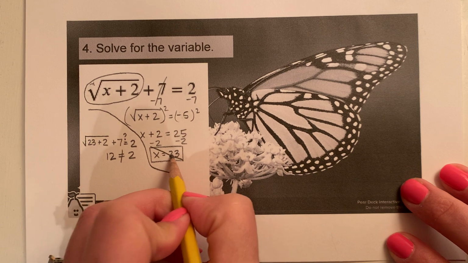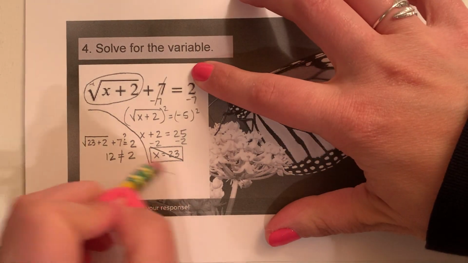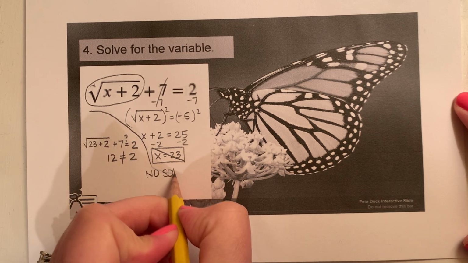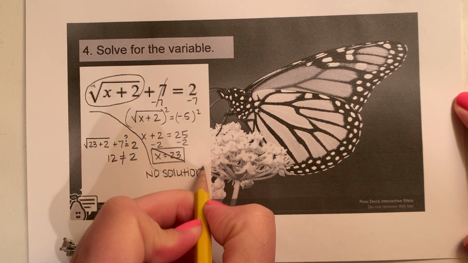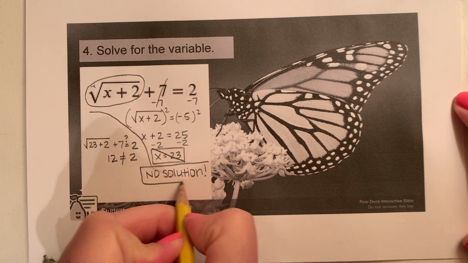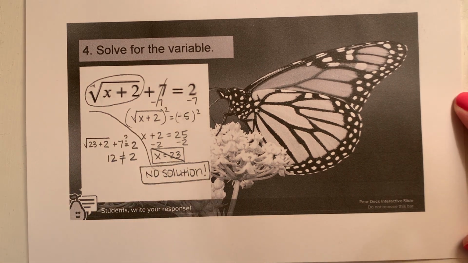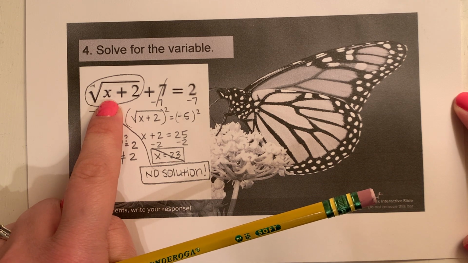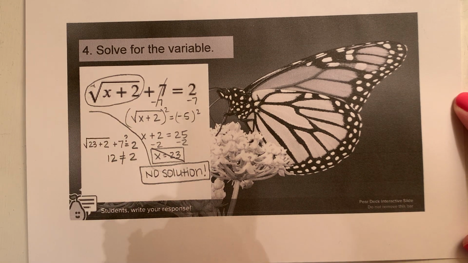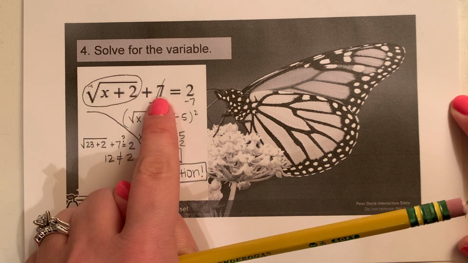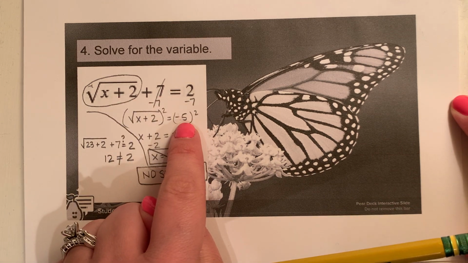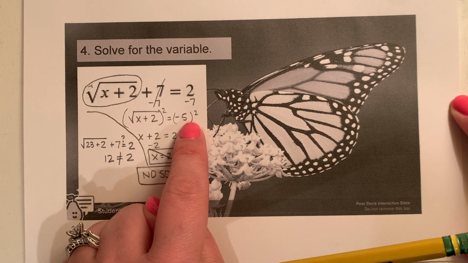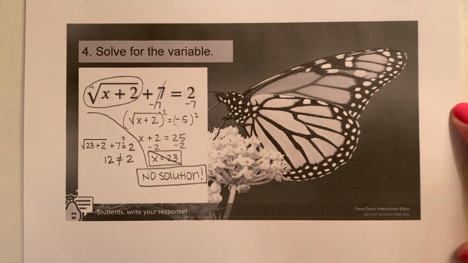And since it's the only answer I have, here's what you guys want to put. And again, I can't remember if this came up in yesterday's notes. Because that's the only answer we got and it doesn't work, our overall answer is no solution. There is no number that you can put in there that would work. Here's the reason why. When we subtracted the 7, we got a negative number here. A square root can never be equal to a negative number. So that's why we get no solution there.